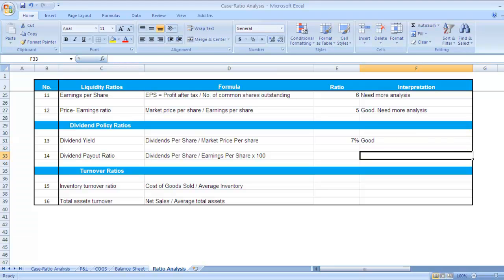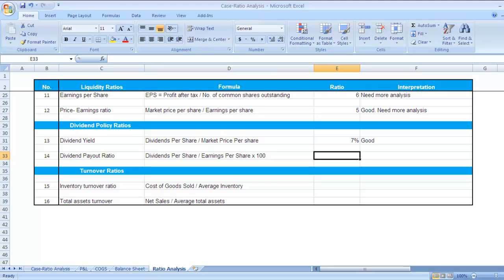See, you invest in shares basically for two reasons. One is getting dividends, and second is capital appreciation. The companies which give dividends to shareholders consistently are rewarded highly, or are valued highly. So 7% according to me is really good. Let's go to the next ratio, that is dividend payout ratio.